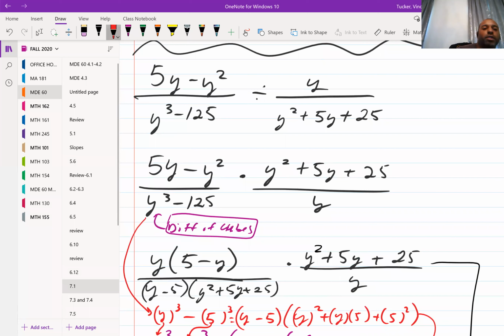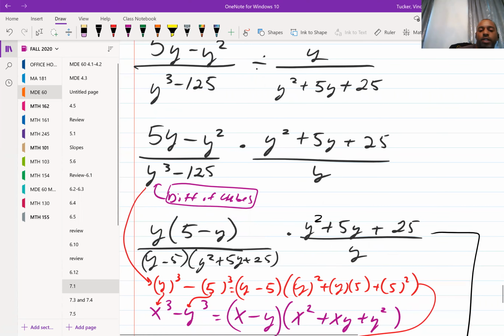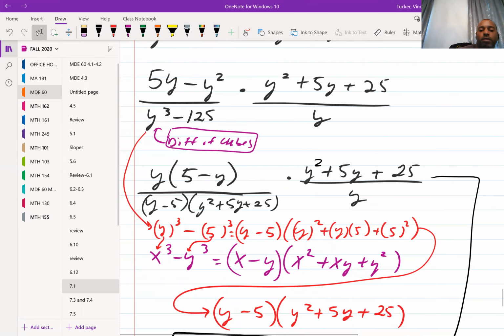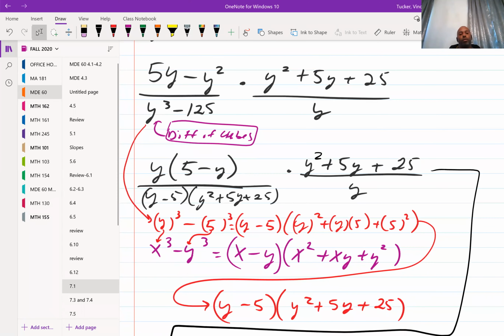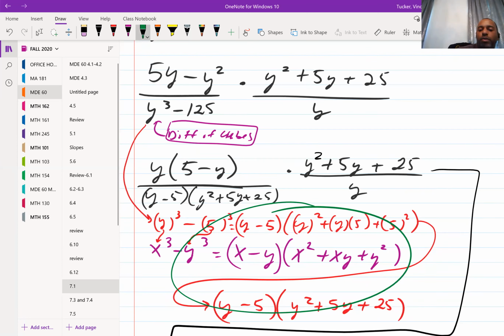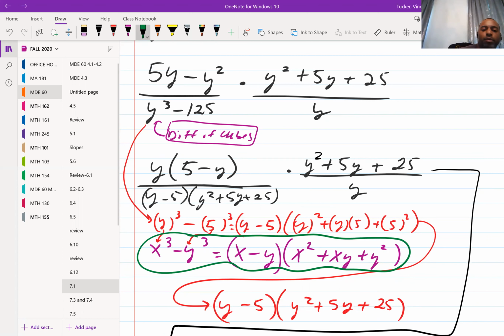Looking at the first numerator, we can factor out y. Now this first denominator is actually a difference of cubes. That's one of the last factorizations we talked about. So that gives us y minus 5 times y squared plus 5y plus 25. How we get that is we're going to use the formula right here in purple.